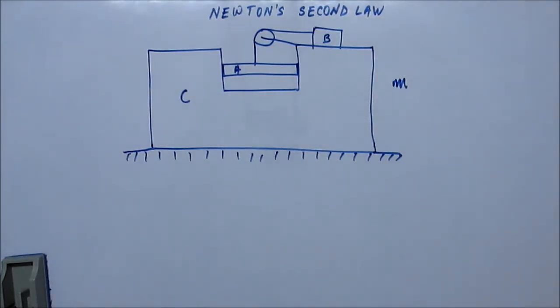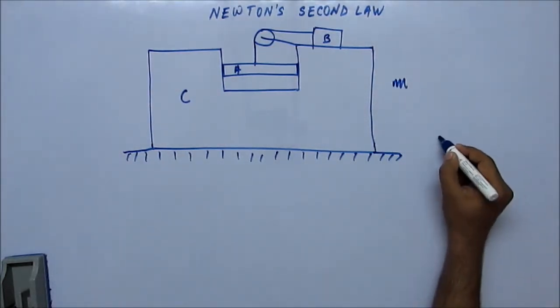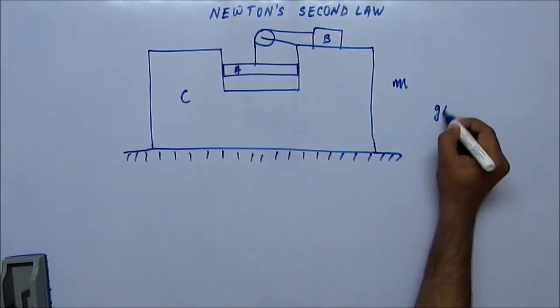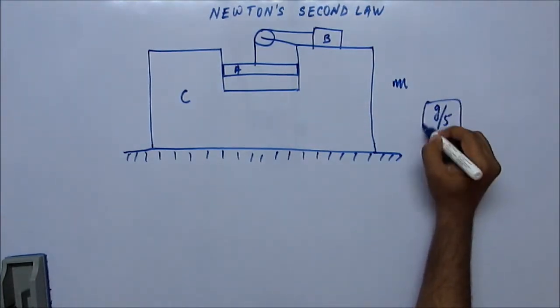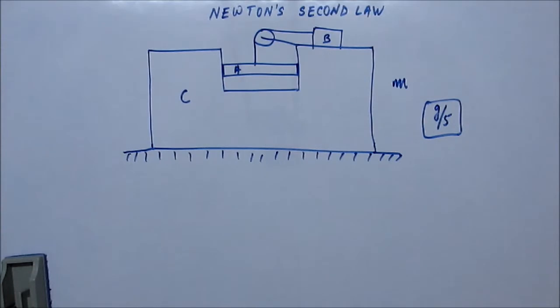So the answer to this is acceleration of the block C would be g by 5. Did you get it? Okay, I hope you got it. The acceleration would be g by 5. And let's see, this is a simple equation. It has to do only with Newton's second law of motion. That's it. Let's once again understand how to go about solving this kind of problem.